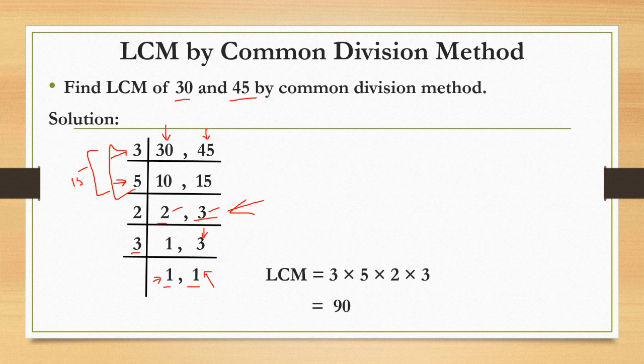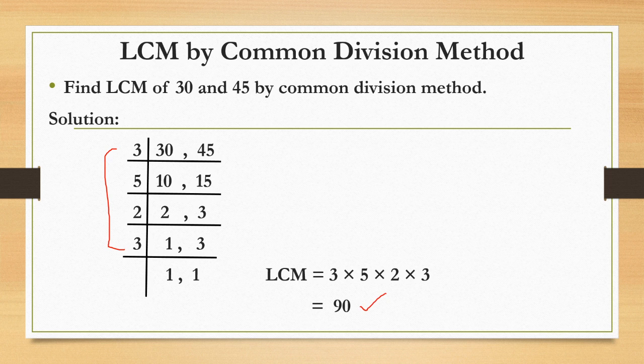Now we will multiply all these numbers. So we multiply 3 into 5 into 2 into 3. After multiplication we got 90.